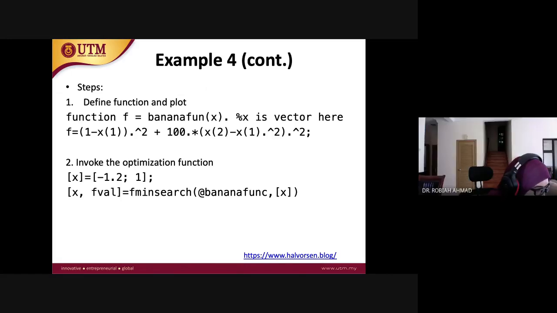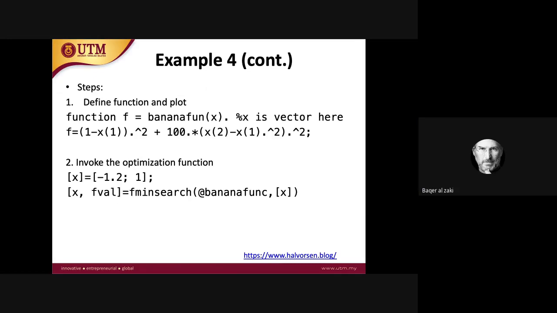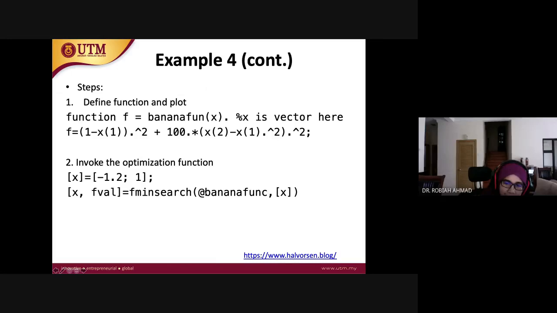Oh, it is example 7.2 in Aurora. So minus 1.2 and 1 is the starting point for x and y. You can call your function, banana function, either with parenthesis or with at.